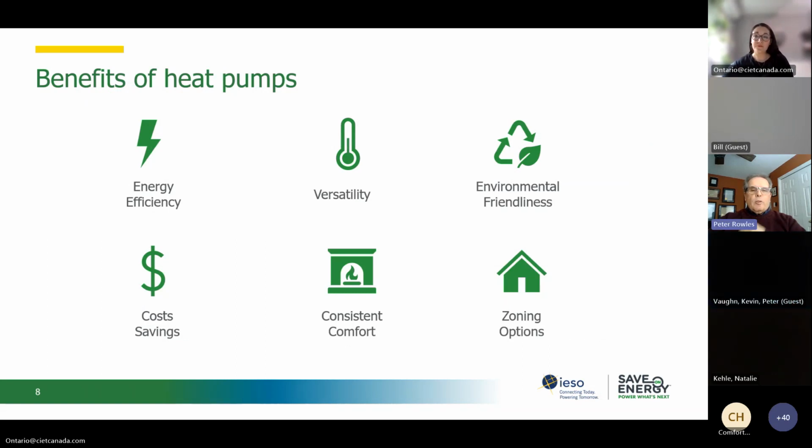Again, just to summarize the benefits, heat pumps are highly energy efficient, resulting in lower energy consumption and reduced utility bills. They provide both heating and cooling and are therefore versatile. They produce fewer greenhouse gas emissions, particularly in Ontario, where we have a fairly clean grid. The initial investment of a heat pump may be higher, but over the life of the equipment, the energy savings can often outweigh those upfront costs and can be offset with incentives and rebates.